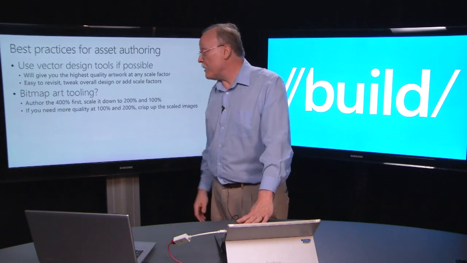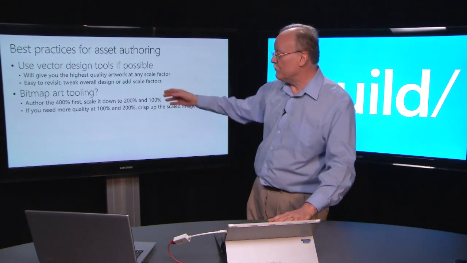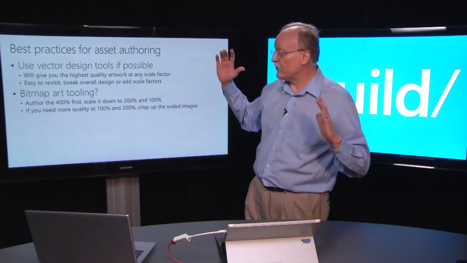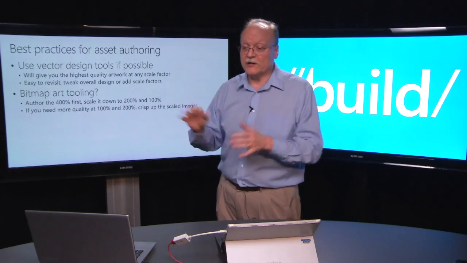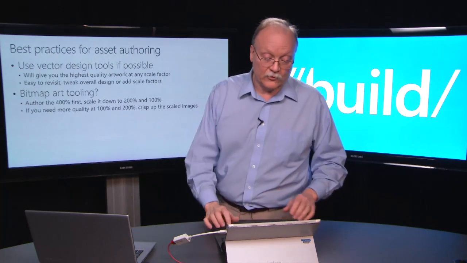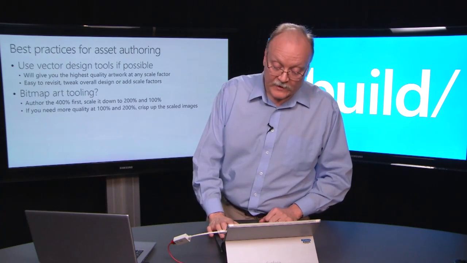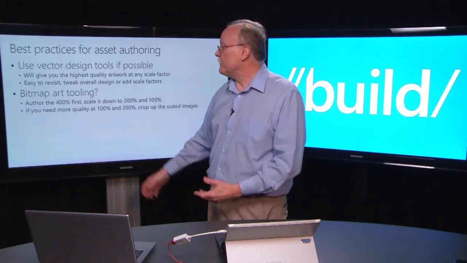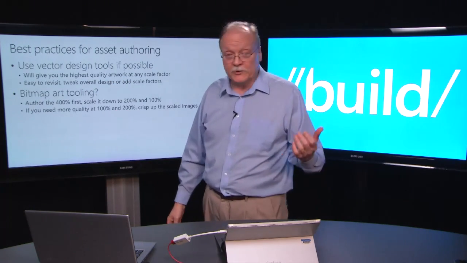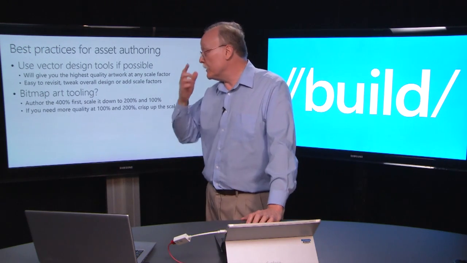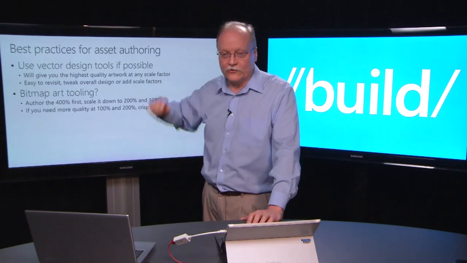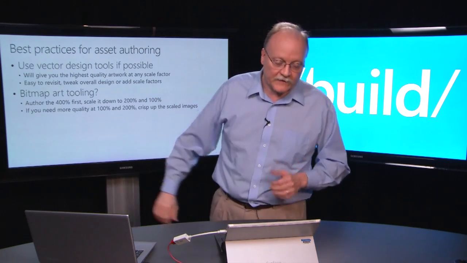If you are using bitmap art tooling, then our recommendation would be start with the 400% because it's a lot easier to scale that down and then crisp it up than it is to blow it up and try to crisp it up. You'll end up touching a lot more pixels if you do it the other way around. And by the way, if you're using vector design tools like Adobe Illustrator or the like, there are already all kinds of scripts out there for Android and the like that you can just use that will spit out all the scale factors you need to support.